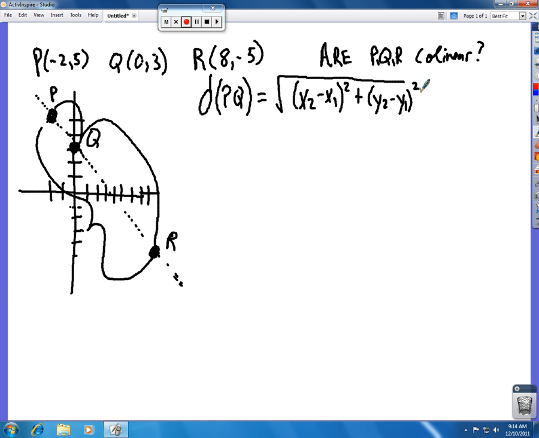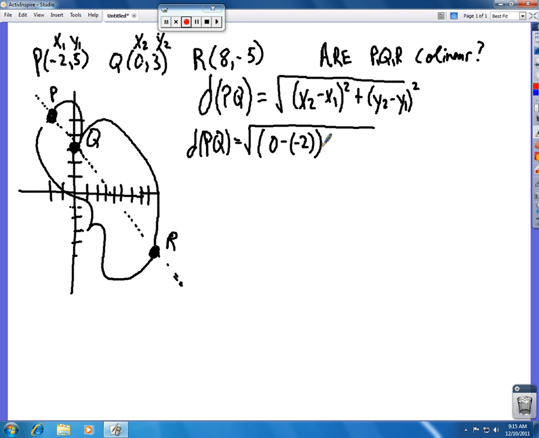Okay, there's your general distance formula. Since we're going to do P and Q first, it kind of works out, and we're going to let P be x1, y1. We'll let Q be x2, y2. So the distance of P and Q is equal to x2, which is from Q, so it's going to be 0, minus x1, which is from P.